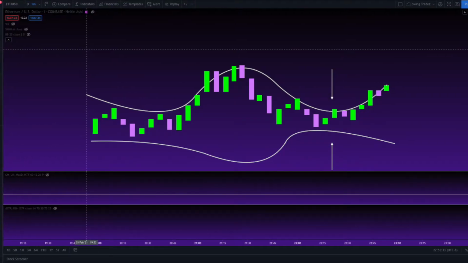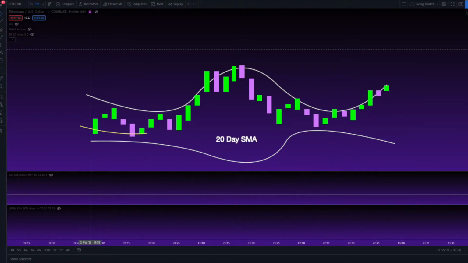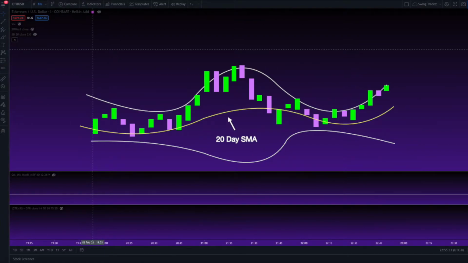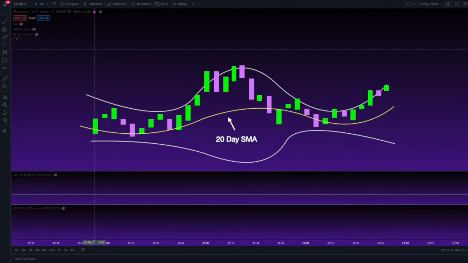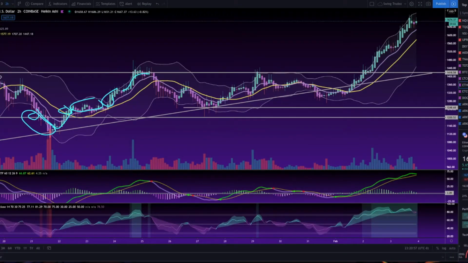There is a 20-day SMA that runs through Bollinger Bands. When the price action is above this 20-day SMA, that means it's bullish, and when it's below this, it means it's bearish. Now, let's look at some real-life examples.